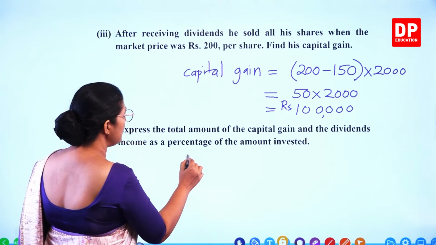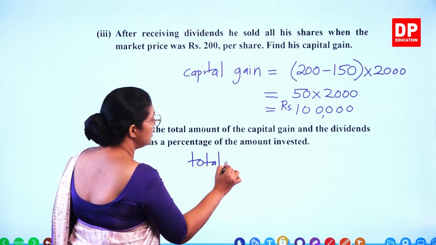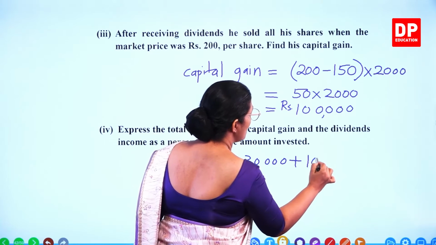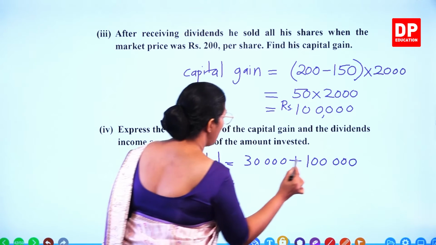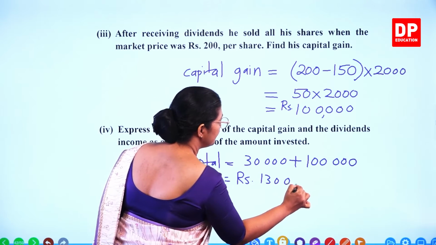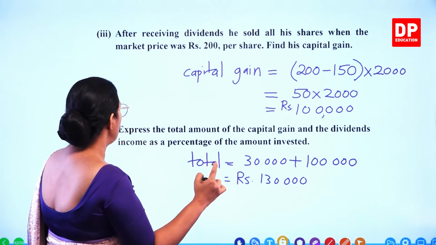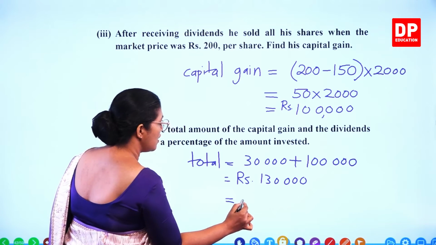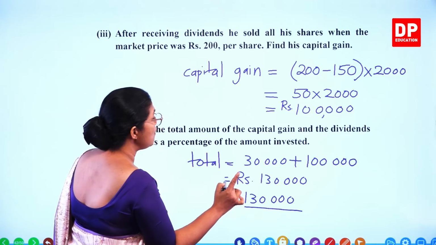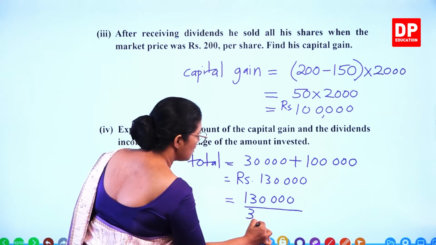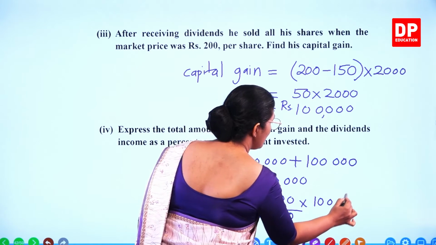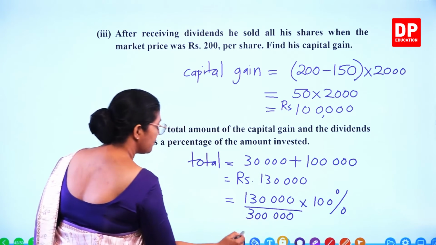So what is the total? 30,000 plus 100,000, 130,000. So you have to give it as a percentage. So this amount out of the invested amount. Invested amount was 300,000 rupees. As a percentage, you multiply by 100%.